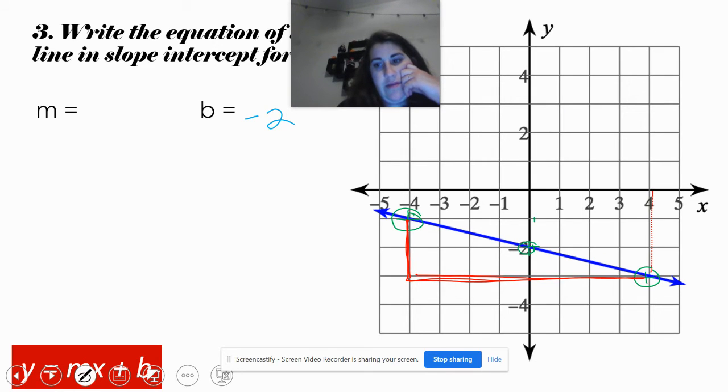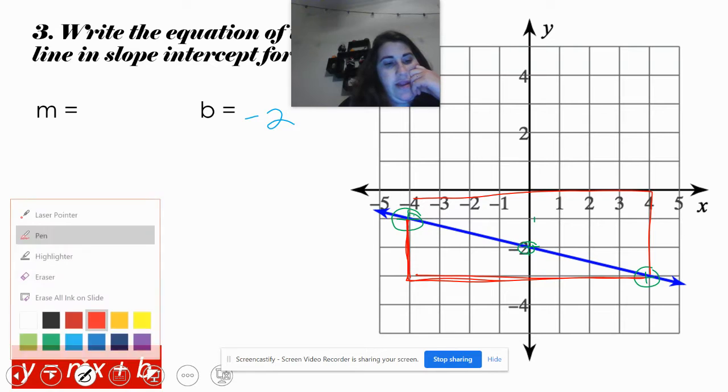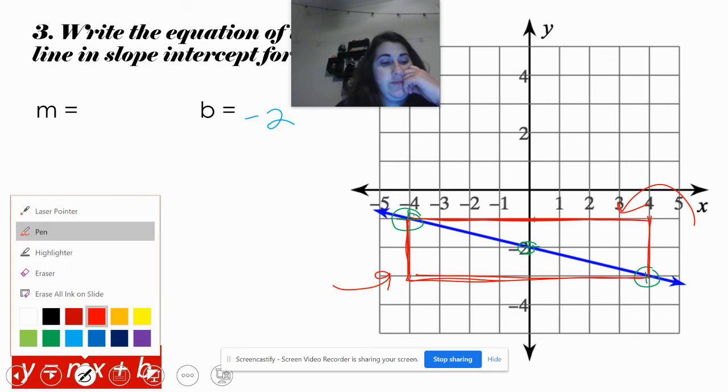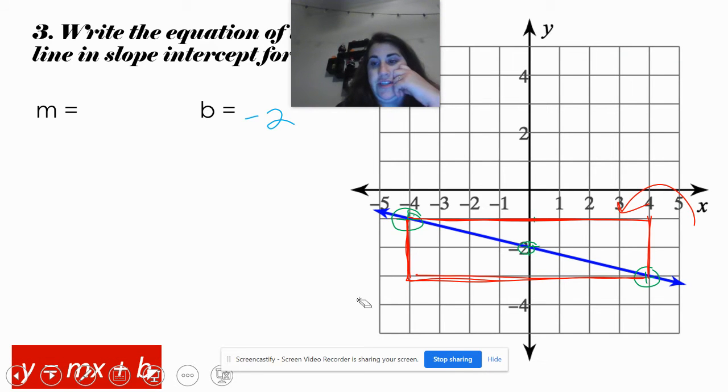Or I could draw it up and over like that. Oops, not like that. Let's try that one again. Up and over. So you could have done it like this triangle or like this triangle. Either way works. Let's just use one of them though.